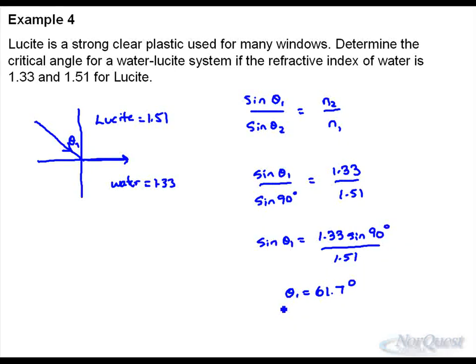Always remember that if you're chasing critical angle, you're going from the larger index to the smaller index because you need to bend away from the normal.